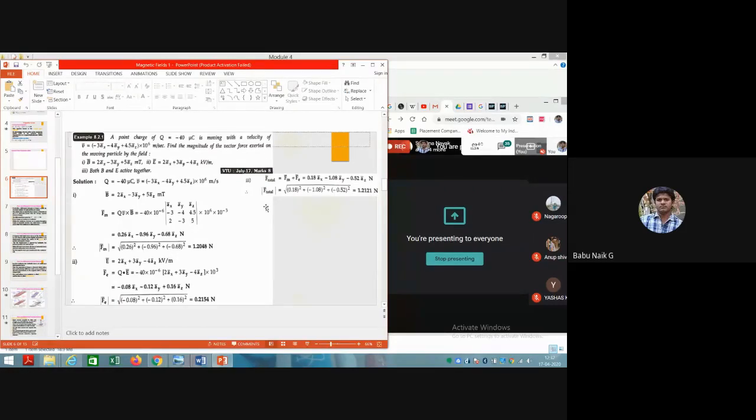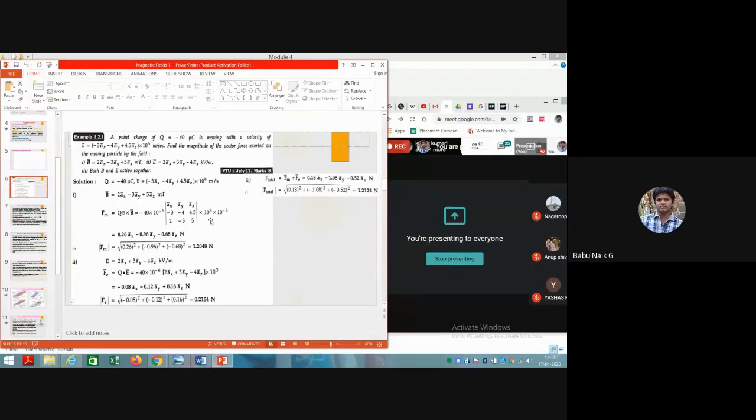So this is one problem, when the charge is moving through positive or negative fields, the force can be calculated as this much here. This is a simple problem, and if you remember the formula, they are going to ask this as an 8 marks problem in the exam.